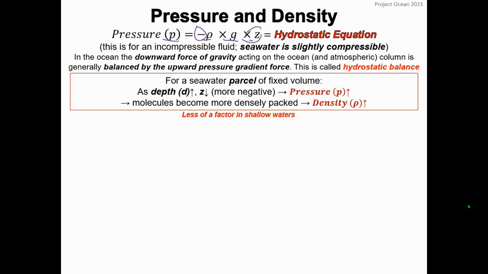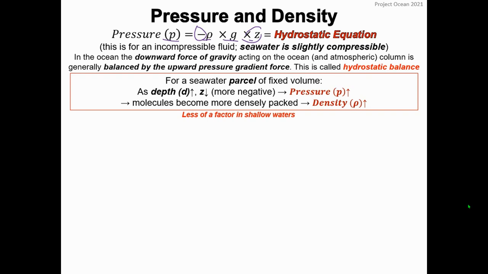Now in the ocean, the downward force of gravity acting on the ocean and the atmospheric column is generally balanced by the upward pressure gradient force. This is what we call hydrostatic balance. If it wasn't balanced, that would mean water would move vertically in the water column. For a seawater parcel of fixed volume, it's pretty simple.